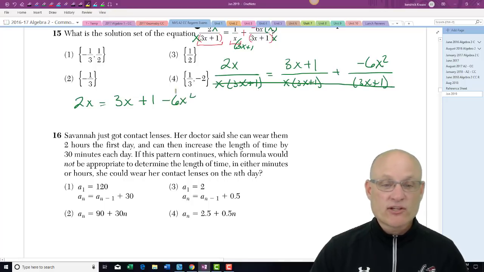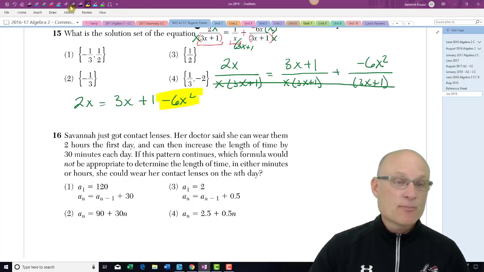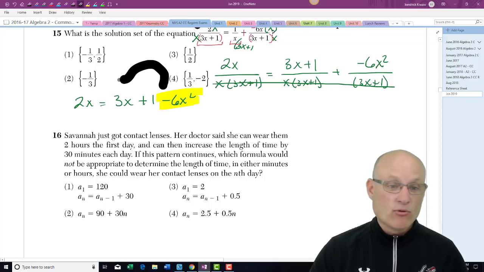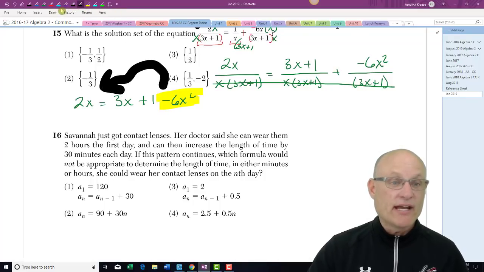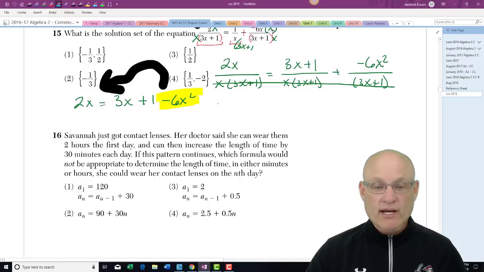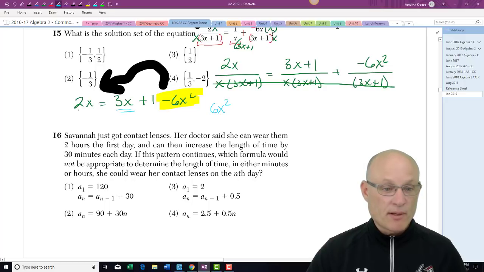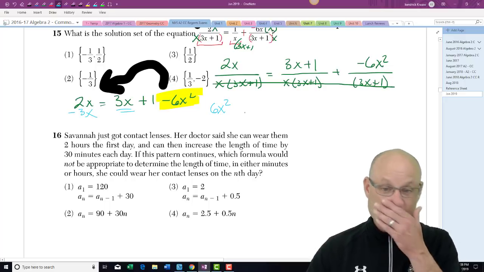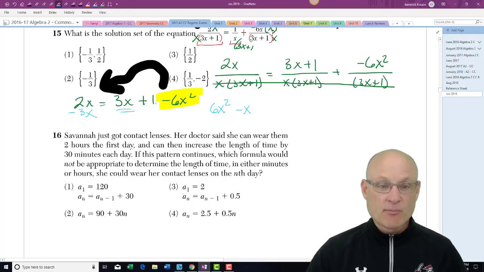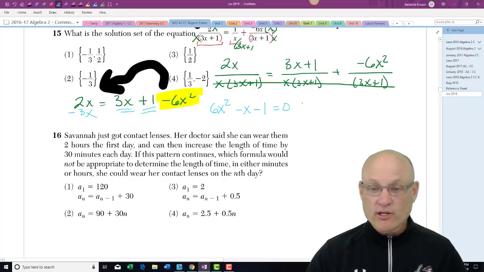Now you see how this 6x squared is negative? That's a problem, which means you need to bring it over to the other side. You can't have a negative x squared. So we're going to bring everything over. When I bring that over to the left, I get 6x squared. When I bring this 3x over, I'm going to subtract it, minus x. And I'm going to bring this 1 over, I'm going to subtract 1. So I get minus 1 equals zero. I'm assuming it's going to factor into 3x and 2x.